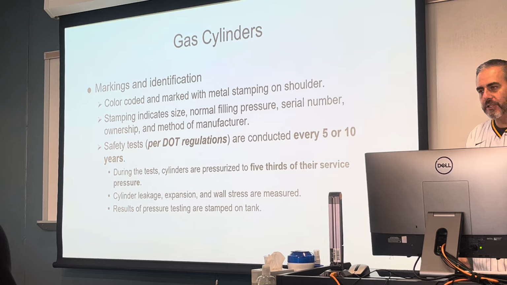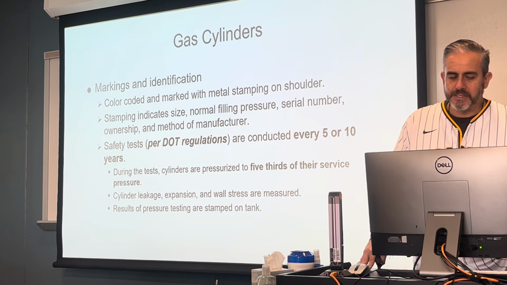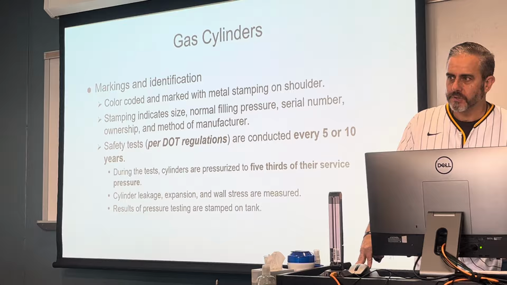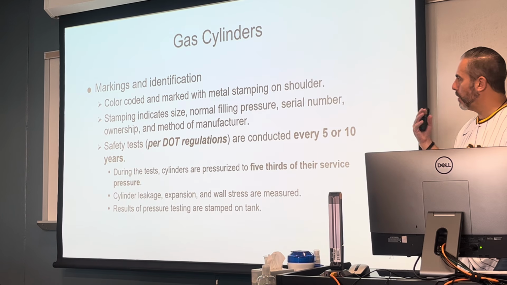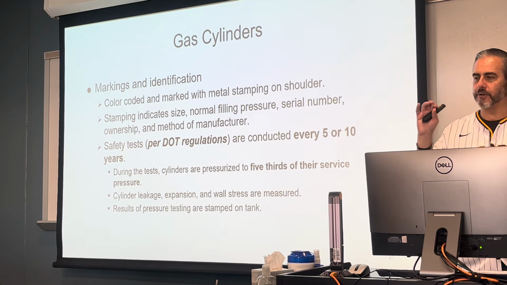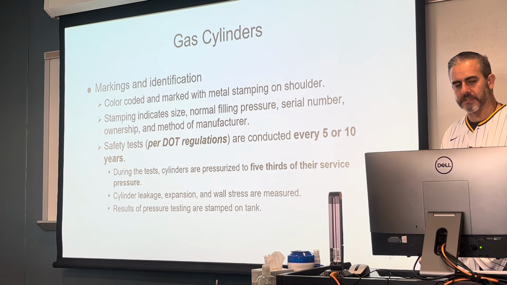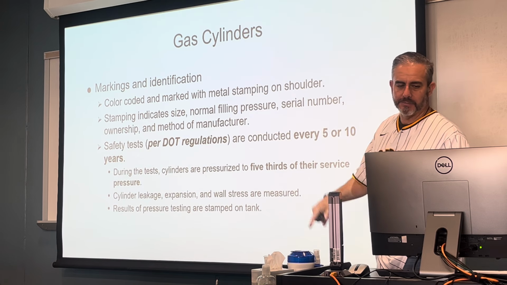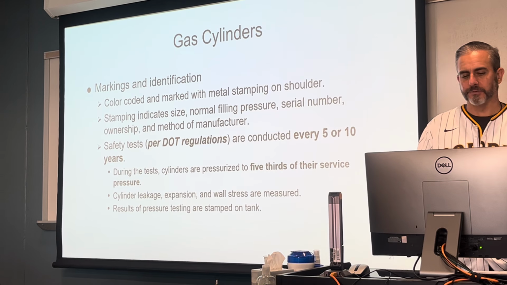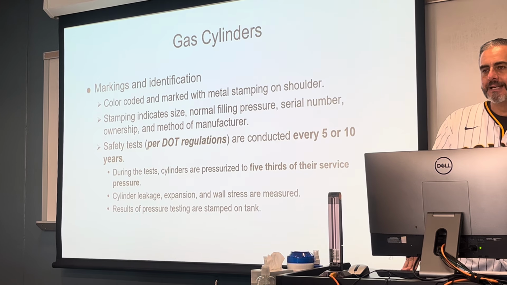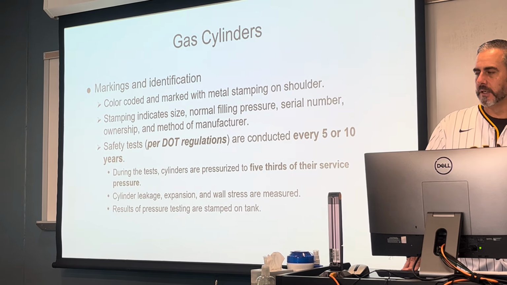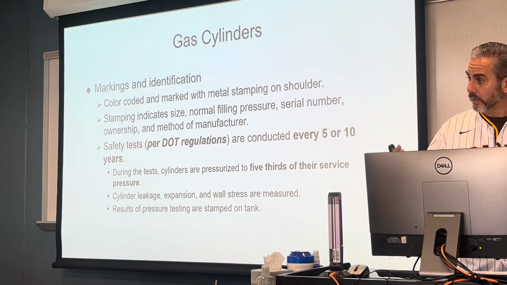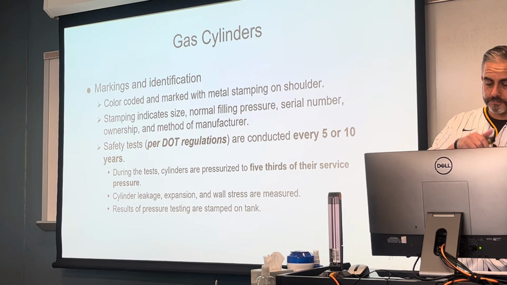Markings and identifications on the cylinder. Cylinders are color-coded, so they all have their unique coloring system. There are marks stamped onto the side, or what we call the shoulder of the tank. We'll talk about some of those things, especially the things you're responsible for knowing that are stamped on there. Safety testing of these cylinders should be done every 5 to 10 years to ensure the tanks are still secure, still stable with the gases that are in them.